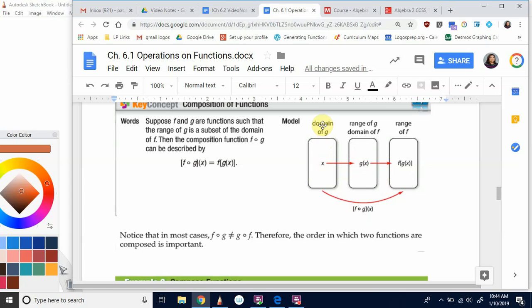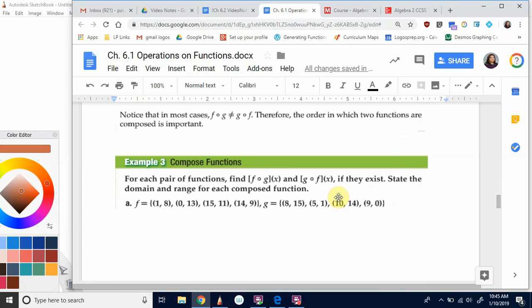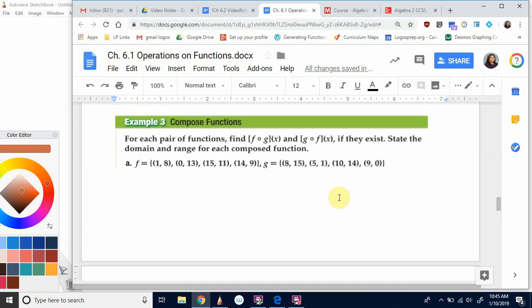So basically, if you have f∘g, you start with g of x, whatever that domain is. You get the range of g, and that range now becomes the domain. You put that into f of x, and then you get your range out of there. It sounds a little confusing, so let's just do one.